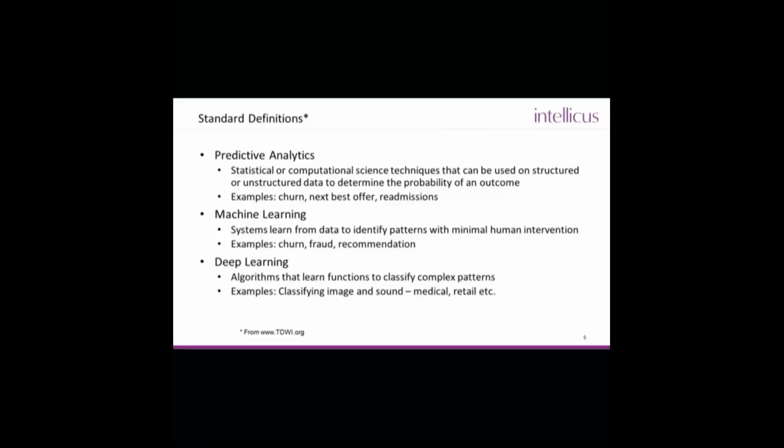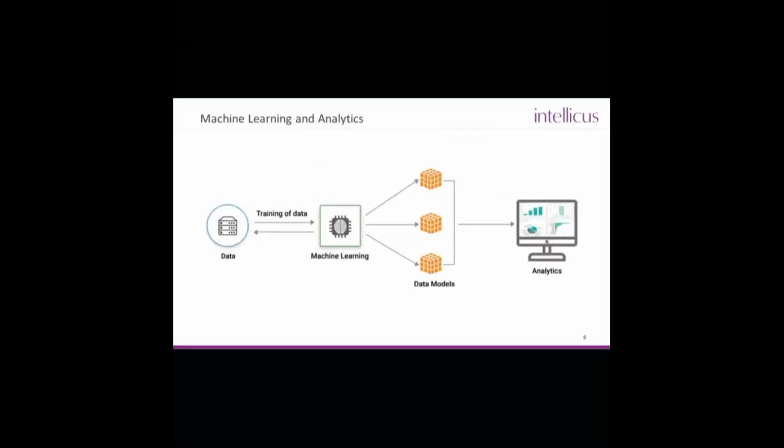And then the last one is probably the least understood, and that's deep learning, the algorithms that learn functions to classify complex patterns, being able to classify, for example, images or sound, for example, medical images, retail, and so forth. These are the industries that are now using these types of learnings. We're going to focus predominantly on machine learning, but all 3 come into play when we're talking about using these types of capabilities.